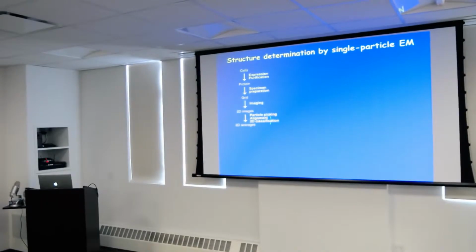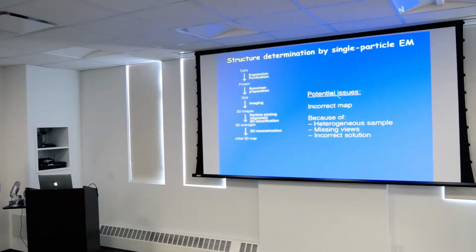So now we have our reliable 2D averages. We try to get an initial 3D map, and basically you have to guess the orientations of the particles so you can put them back in the computer to make a 3D map. And the issue with that is that obviously you can get an incorrect map just simply if you guess your orientations incorrectly. And the reason you can do that is because you might have a heterogeneous sample, you might have missing views, and you might just simply have an incorrect solution to the problem.